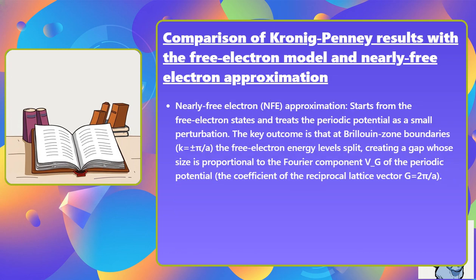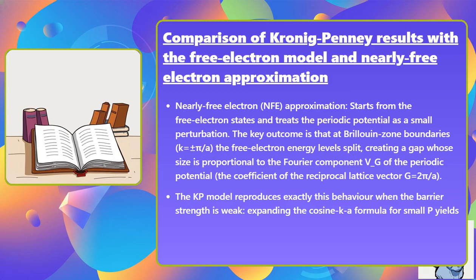The nearly free electron approximation starts from the free electron states and treats the periodic potential as a small perturbation. The key outcome is that at Brillouin zone boundaries, k equals plus or minus π/a, the free electron energy levels split, creating a gap whose size is proportional to the Fourier component V_g of the periodic potential. The coefficient of the reciprocal lattice vector g equals 2π/a.